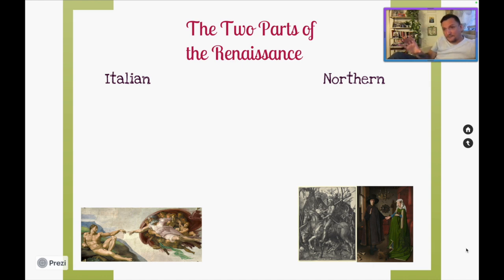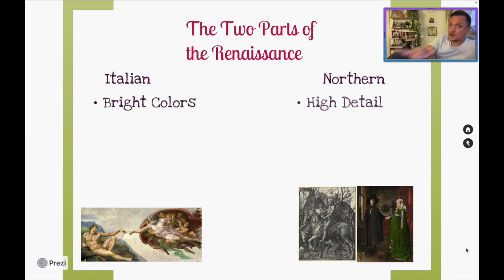And there are major differences between the two art movements in general whenever you actually see them popping up, right? For example, in Italian artwork, you see extremely bright colors, whereas in Northern artwork, you see darker colors and typically much higher amounts of detail, right?